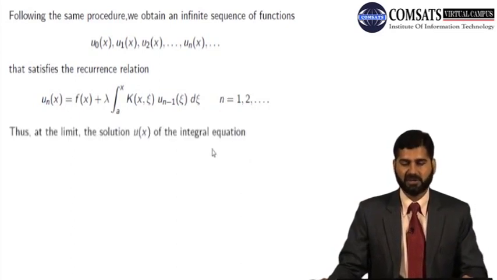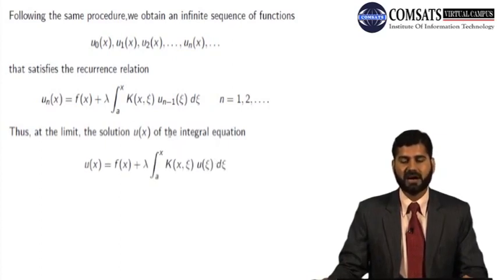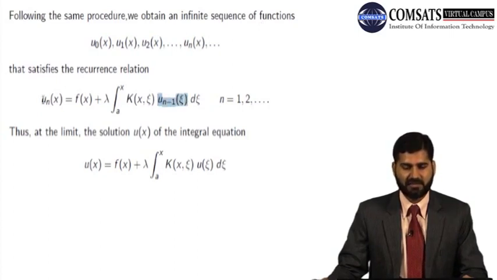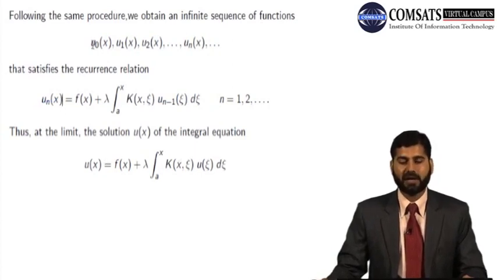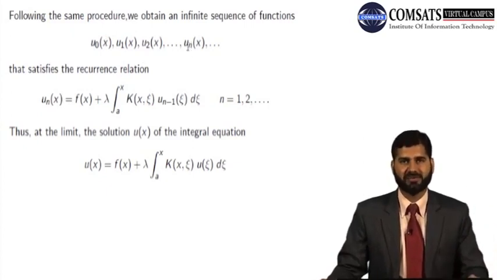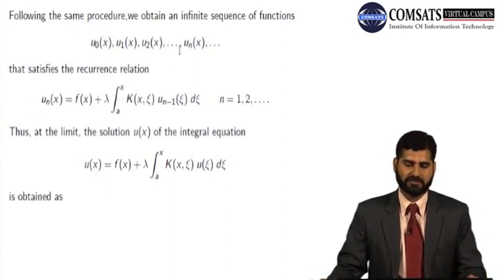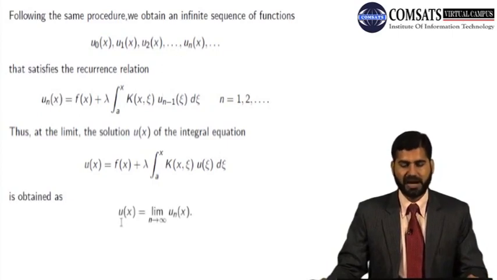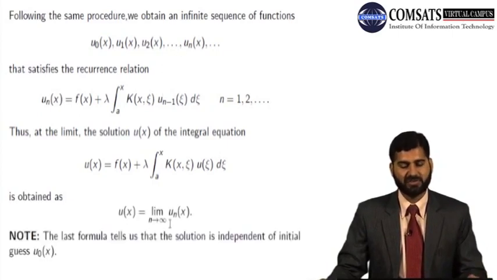Thus, at the limit, the solution u(x) of the integral equation is this one. If we take the limit on both sides, then this is a sequence which is converging to a function u(x), then this will converge to u(x), this will converge to u(x). All right, so you get the integral equation. It means you are getting a sequence of functions. The limit of that sequence will be the solution of the integral equation. So this is the method of successive approximation to solve an integral equation. All right, so u(x) is the limit of that sequence. So this is your solution.